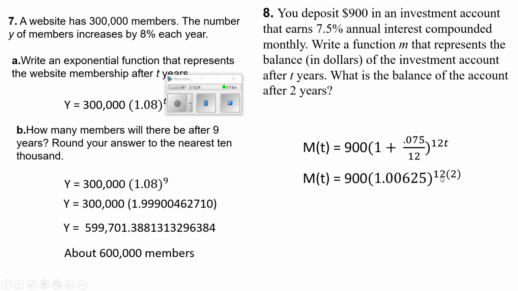1.00625. Now we're multiplying 12 times 2, that'd be 24, okay? And we're going to take 1.00625 and multiply it to itself 24 times, and then multiply it to 900. This gives us $1,045.16. So you start with 900. It looks like you gained about, let's see, maybe $145.16. Not much. So let's move on.